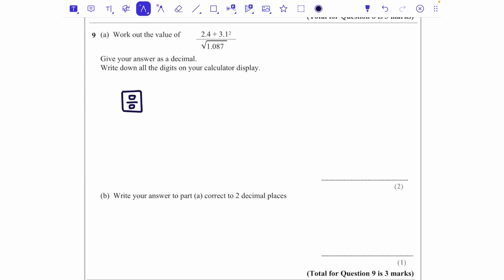Then we're going to press the square root button, 1.087. Hit equals, and for that I get 11.51935693. And we're asked to write down all the digits on our calculator display. For part B, write your answer to part A, correct to 2 decimal places. So we've got one number there after the decimal point and a second number. Then we're going to check the next number, which is a 9, so it rounds up. 11.52 is your answer there.